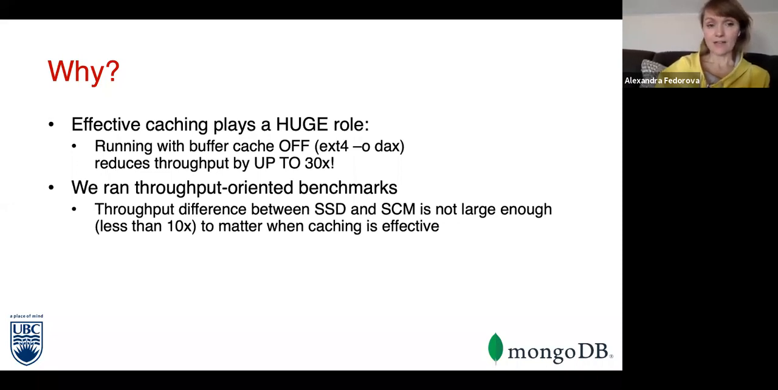The second factor is that we're running throughput-oriented benchmarks. Each benchmark uses a bunch of threads, and they're all trying to get as many operations per second as possible. And so in terms of throughput, the difference between SSD and storage class memory in our configuration is just not large enough. It was less than 10x, to really make a difference in the conditions when caching is rather effective.